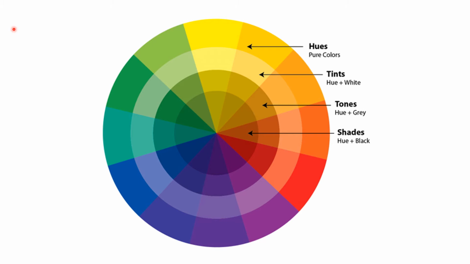In this version of a color wheel, we can see examples of hues or pure colors and their tints, tones, and shades. On the outermost ring, we see the pure colors or hues. Next to them, we see their tints, in which we add white to the color. Working our way in, we see the tones, in which we add gray to the color. And finally, towards the center, we see the shades, in which we add black to the colors.